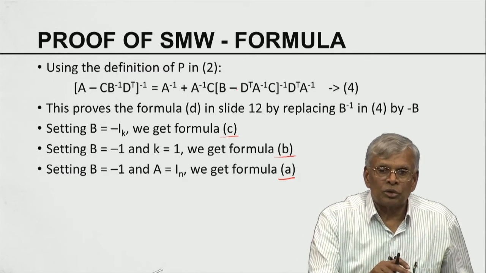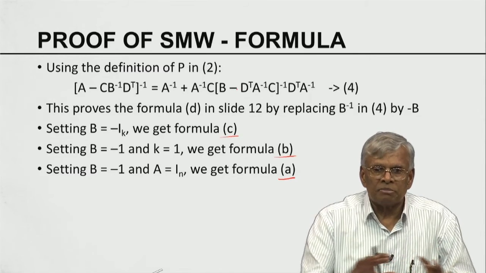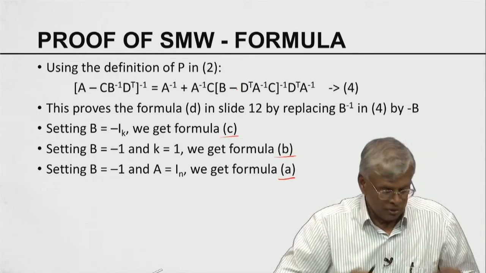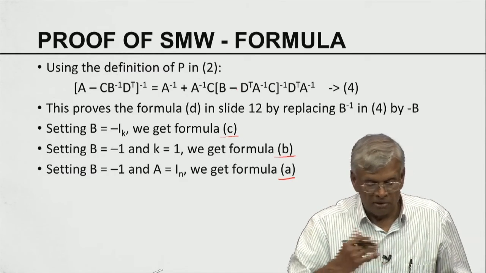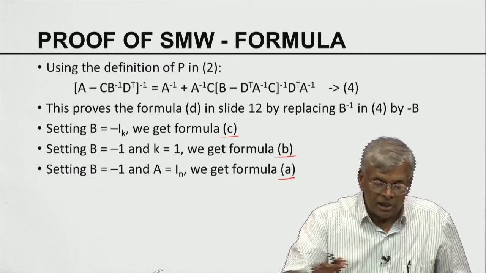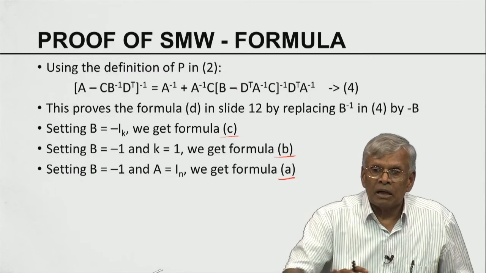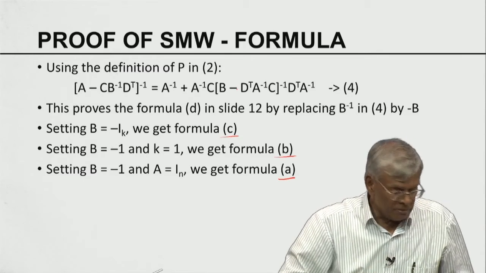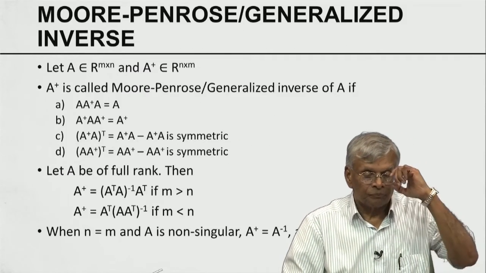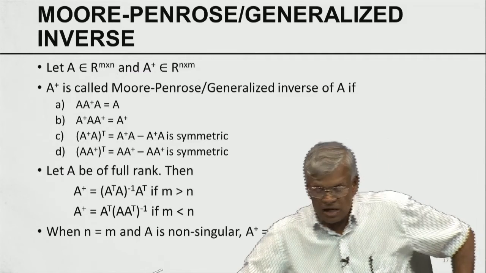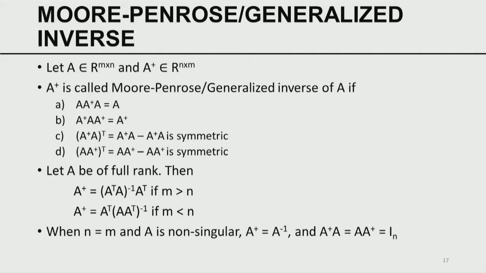I'm not going to go through the proof. The proof is extremely simple and elementary, and I would like you to try your hand at it. So that gives you the general aspect of what's called the Sherman-Morrison-Woodbury formula. The next one is the notion of generalized inverse.